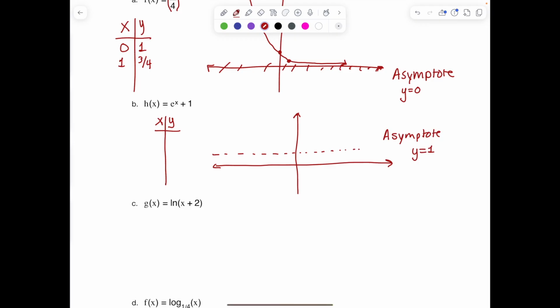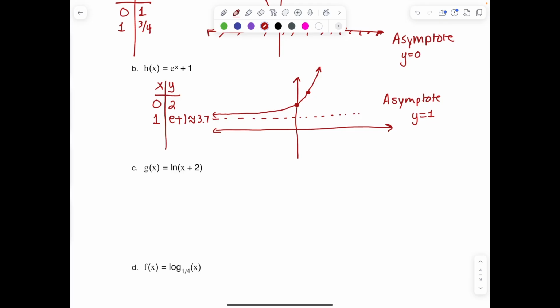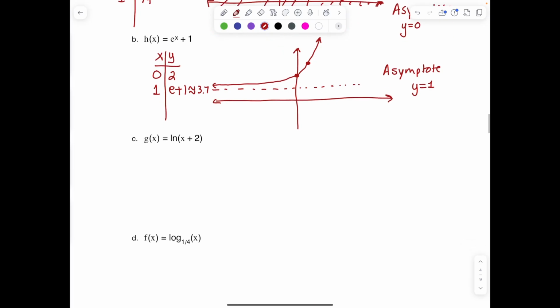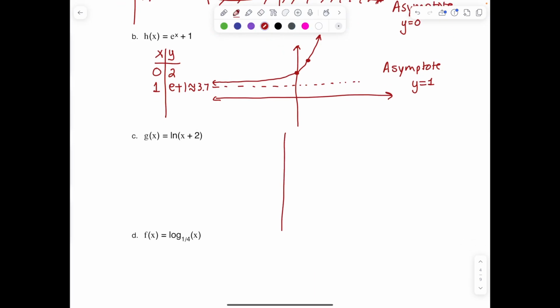And e to the x, let's plug in 0. So I get that's 2. So 0, 2. And let's say we have 1, so that's e plus 1, which is probably around 3.7-ish, so almost 4. So 1, 4, we'll say it's like right here. So my function should look something like this. Again, you can use approximations when you're doing it by hand, but on Alex, you would just type in e plus 1 as the answer to plot the point. Okay, so now we need to graph natural log of x plus 2.